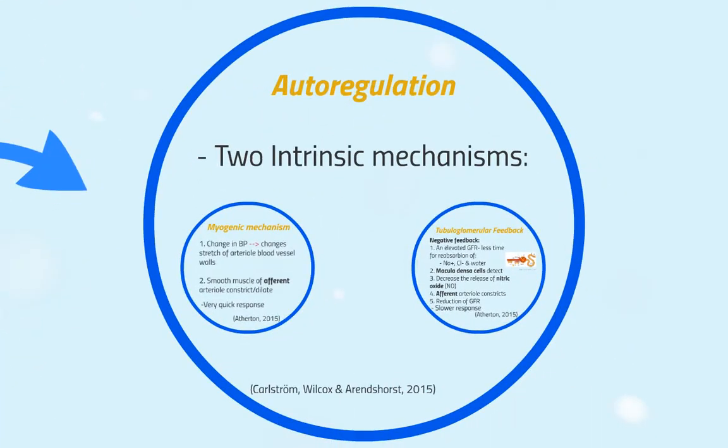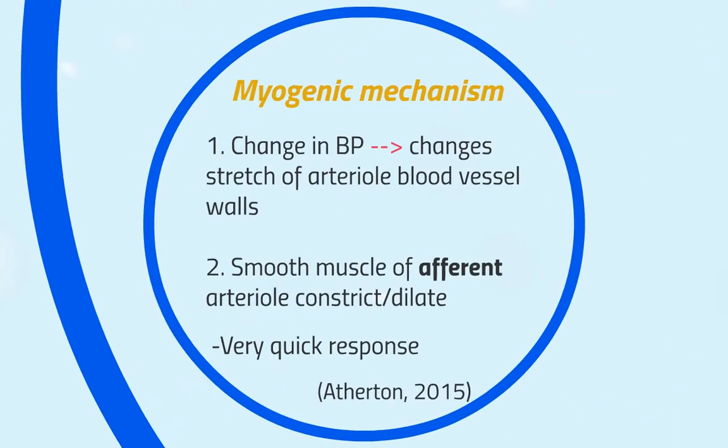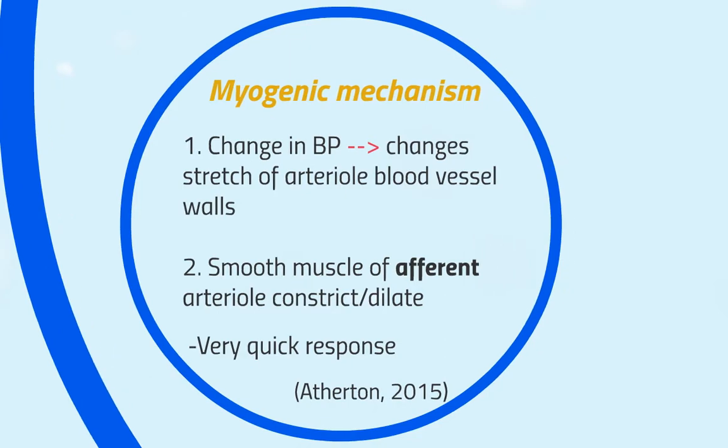So starting with autoregulation, the two mechanisms here are intrinsic, as the kidneys are acting upon themselves. The myogenic mechanism involves smooth muscles of the afferent arterioles. An increase in blood pressure will increase the stretch of the arterial blood vessel walls, causing smooth muscle of the afferent arteriole to constrict, narrowing the lumen and decreasing renal blood flow and therefore decreasing GFR. And the opposite will happen when there's a decrease in blood pressure.